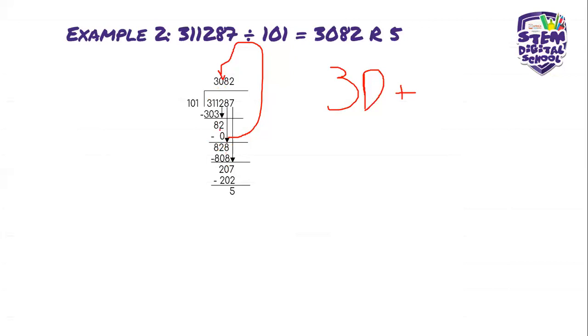Once a situation like this happens, it means there's a 0 in the quotient. 101 into 828: the multiple that is close by would be 808, right? So 8 times 101 does give me 808. 828 minus 808 equals 20. I bring down the 7. Then I ask, 101 into 207. It has to be 2 times. 2 times 101 is 202. 207 minus 202 is 5.